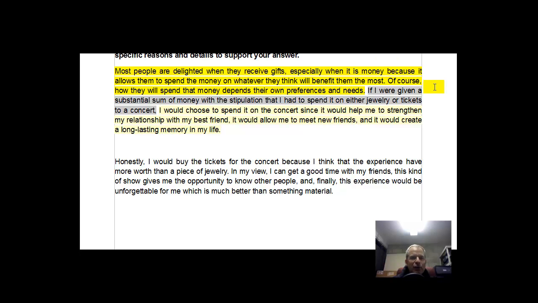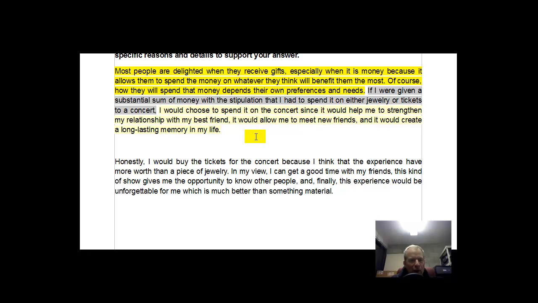Now, I get into actually restating the question. If I were given a substantial sum of money with the stipulation that I had to spend it on either jewelry or tickets to a concert, and finally, we get to the thesis. Like yours, I'm including a 3-point thesis. I would choose to spend it on the concert since it would help me to strengthen my relationship with my best friend. It would allow me to meet new friends, and it would create a long-lasting memory in my life.